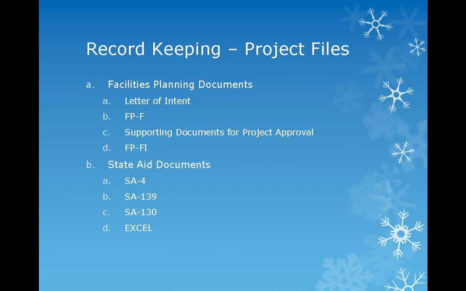Once that goes to state aid, they calculate a set of numbers called the maximum cost allowances, and those come back to you on an SA-130. Those need to be reviewed and monitored throughout the project, because if you exceed those cost allowances, everything that you spend above those is not going to be aided. So that's another very important document that you need to have for each of your projects. And if you're using Excel, the SA-139 is really your application to get the project established with an Excel allocation, and that comes back to you along with the SA-130.